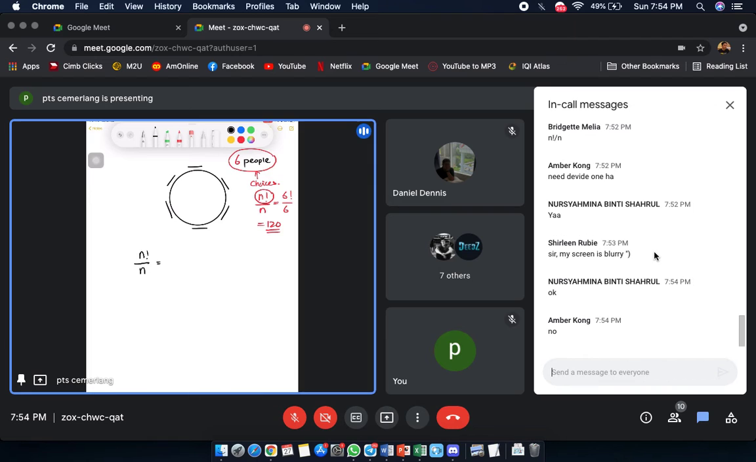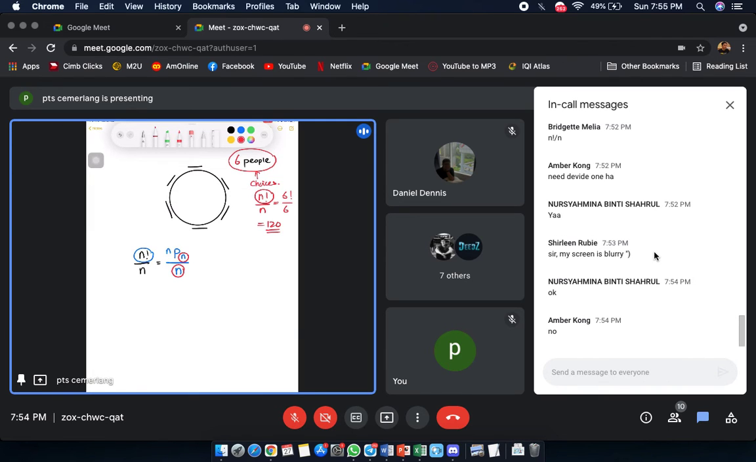Later you can watch it again. Okay, n factorial over n. This n factorial means nPn. I want to introduce this part. nPn divided by n. And this n here is the same as this n here. So that is the idea.